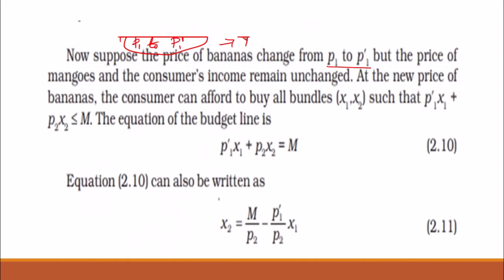So whenever the consumer faces this new price, the consumer can afford to buy bundles like P1 dash X1 plus P2 X2, because the price of commodity 2 is not changing, and this is less than or equal to your M. So here you can find your value for X2. The commodity X2 would be equal to M divided by P2 minus P1 dash, the new price of commodity 1, by P2 into X1.